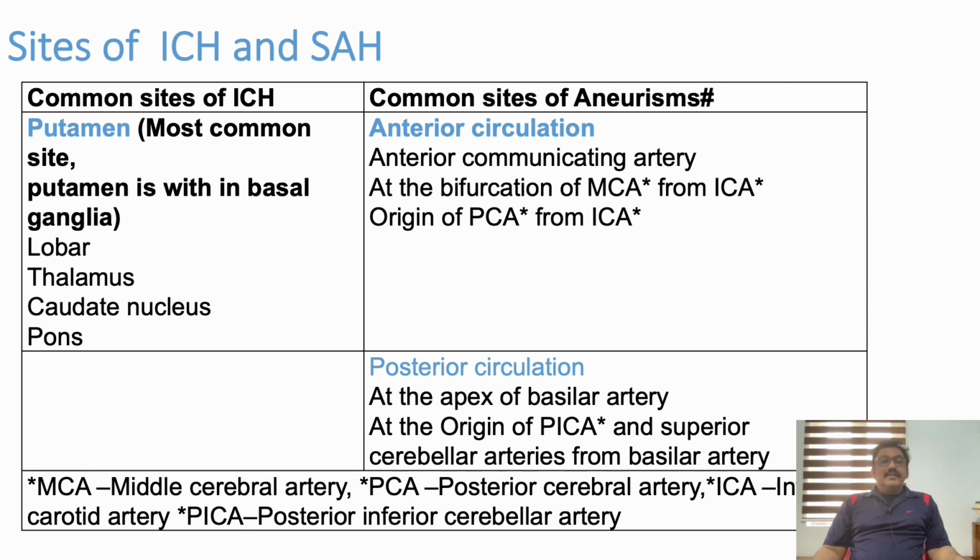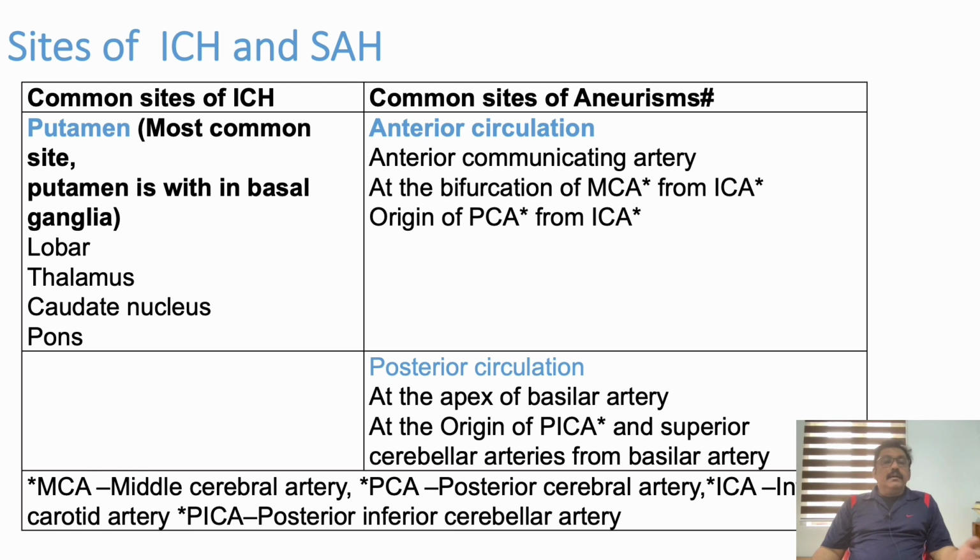Now we can see the sites of ICH and SAH. The most common site for intracerebral bleed is the putamen. Putamen is in the basal ganglia. Other structures in the basal ganglia also can be involved there. Again, lobar bleed can be there, thalamus bleed can be there, caudate nucleus bleed can be there, pontine bleed can be there.